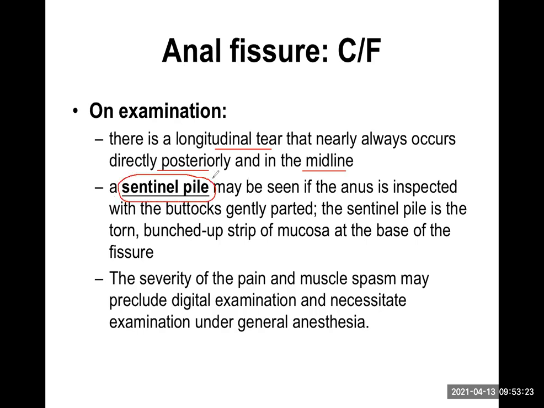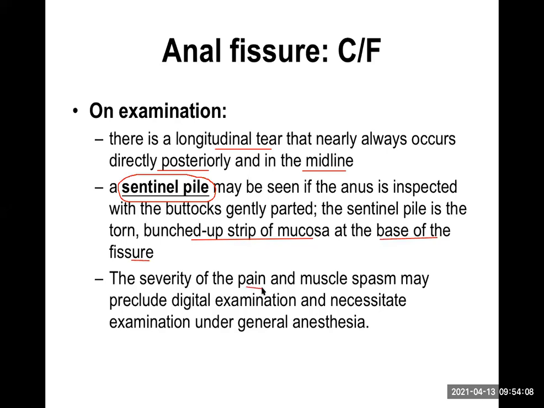Now, see there. When the anus is inspected with the buttocks gently parted, the sentinel pile may be seen. It is a bunched up strip of mucosa at the base of the fissure, and this is a chronic type of fissure. In acute fissure, we usually do not see a sentinel pile. It presents like a skin tag, but it's not really skin, it is a strip of mucosa. And this is a very important feature of chronic anal fissure.